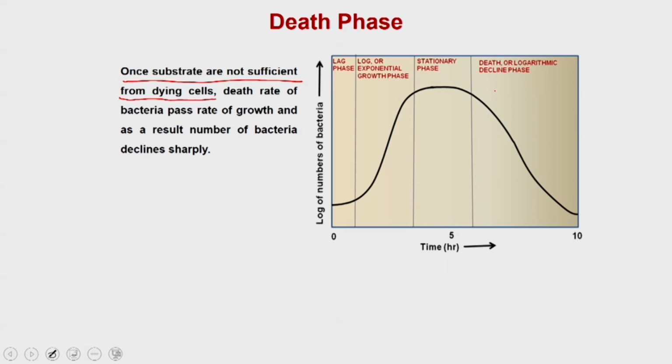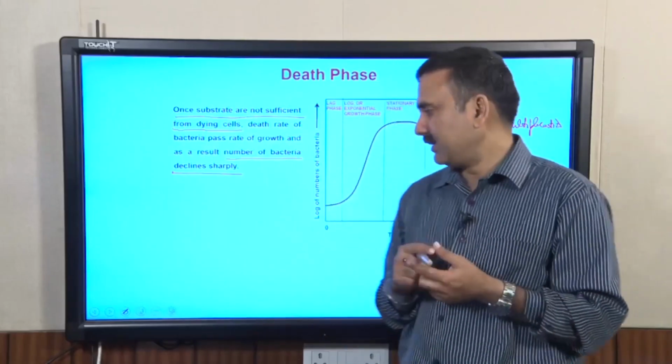So, in the death phase, you are going to have more deaths compared to the multiplication or the division, and as a result the number of bacteria is going to decline very sharply in the media, and eventually what you will see is that there is no bacteria growing in this particular microenvironment. Okay.